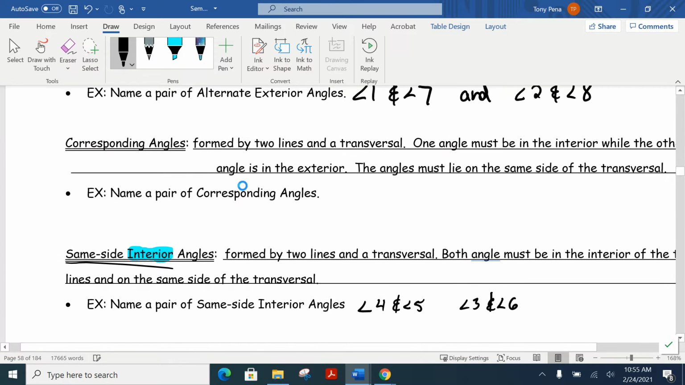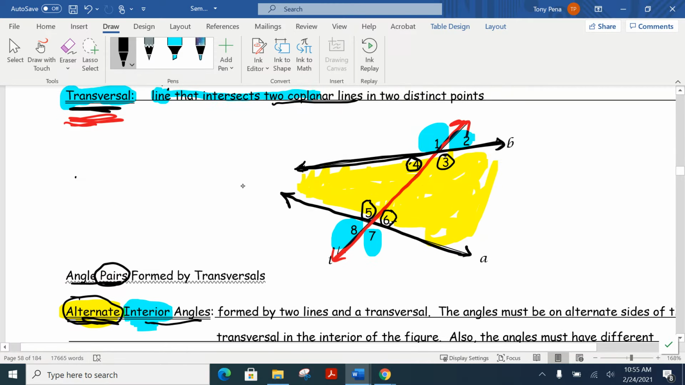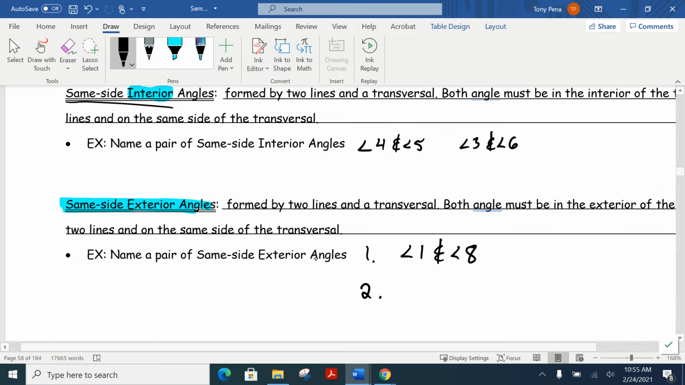And then if we go back up, there should have been another pair, because angle 2 and angle 7 are both outside of the shaded region and on the right-hand side of the transversal. So 2 and 7 would be your second one. All right, so those are our same side exterior.